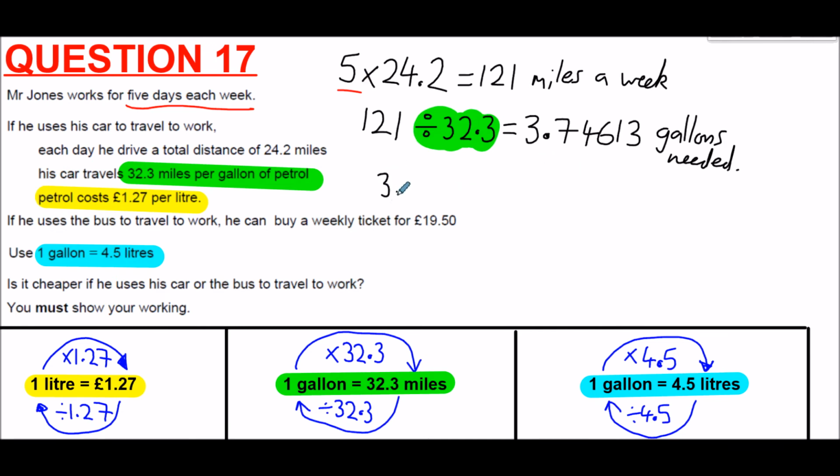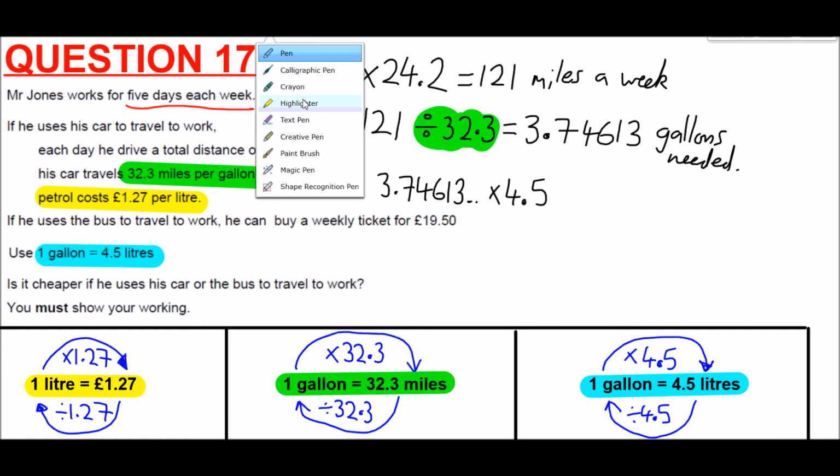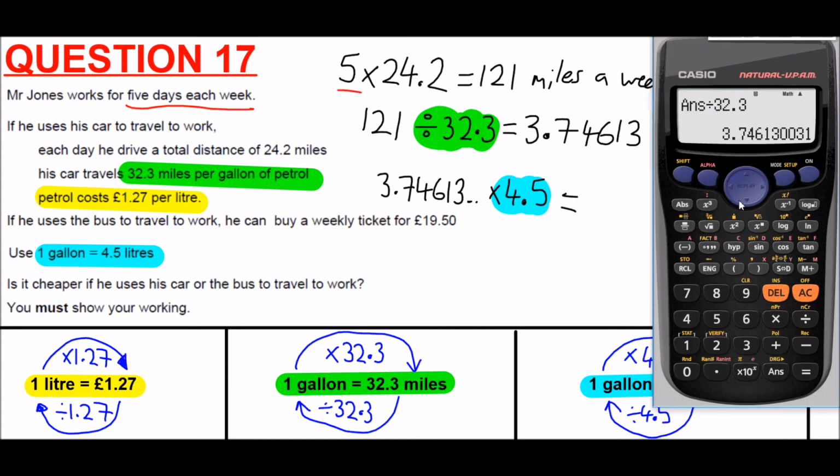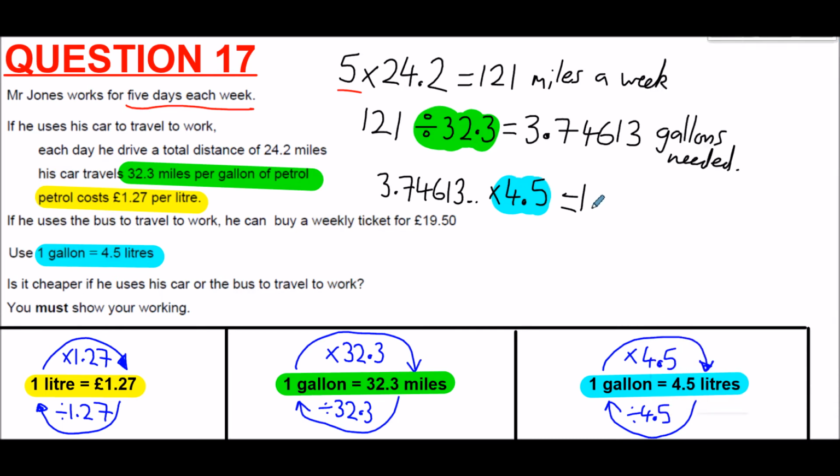So 3.74613 gallons, if we multiply that by 4.5, that will tell us how many litres he's going to be using. So again, using the calculator, that number here, which I've already got, multiply it by 4.5. That tells us that he's using about 16.85759-ish litres. So just write down as many numbers on your calculator as you want to. The more the better at this stage.